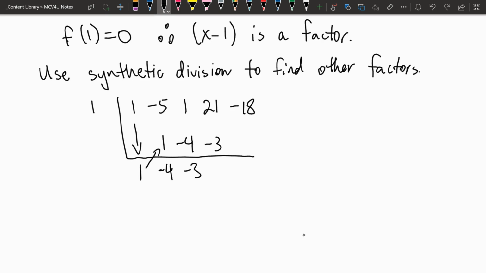Multiply, we get negative 3. 21 minus 3, so we add these two numbers together, we get 18. And then 18 times 1 is 18. Add this last column, negative 18 plus 18 is 0. And if you did everything right, remember the remainder r must be 0, because we're factoring here.